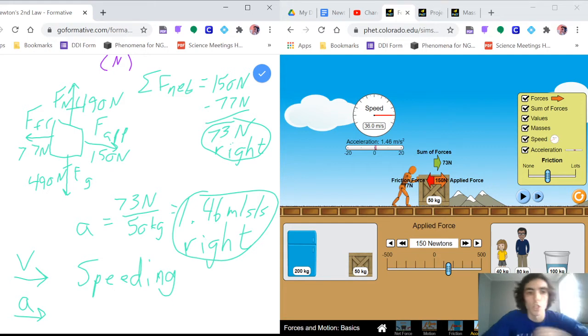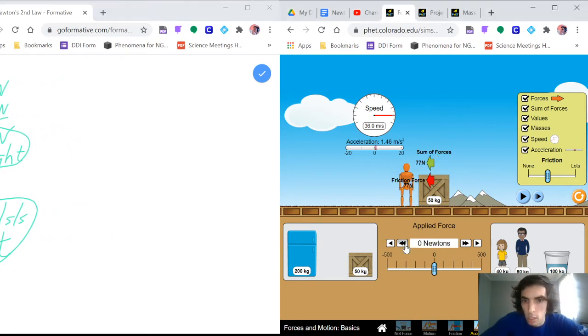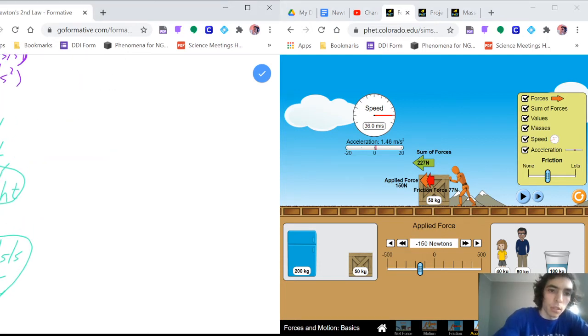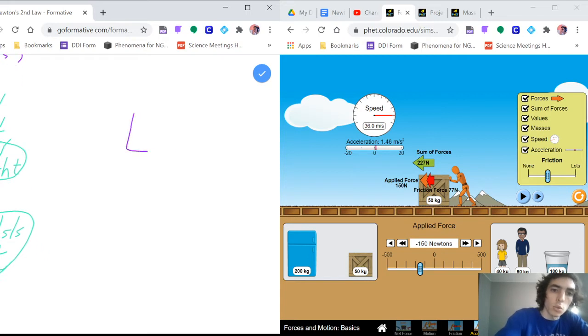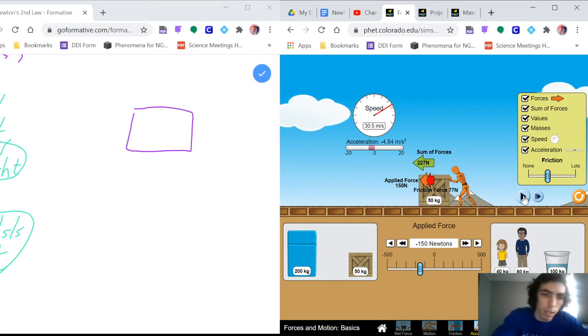Now, if we had a slightly different situation, so I'll leave all of this here, and let's say that we now have a 150 Newton force acting to the left instead of to the right. Notice real quickly that when we do that, and I'll click play for a second here, the object is still moving to the right. So I'm going to make a note to myself that our object's velocity is to the right still, even though we can see that both forces acting in the horizontal direction are left.